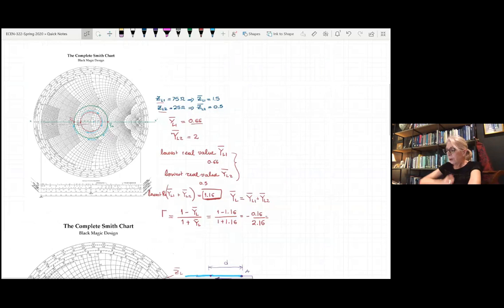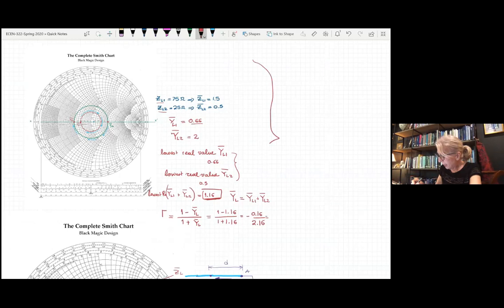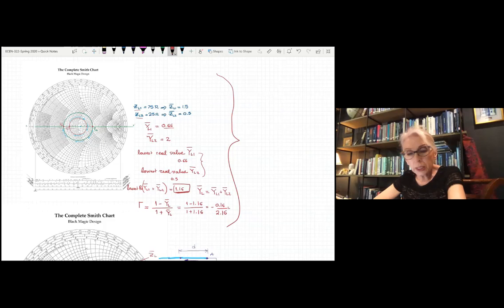I wanted you to look at this, use that, but I want you to understand it. And I want you to really use that to see the value of the Smith chart when mathematically you would have a very hard time finding this value.